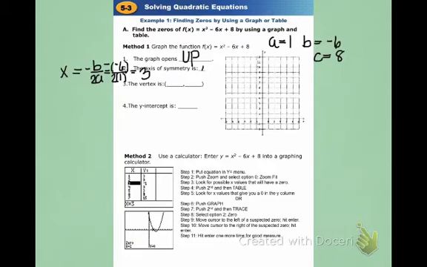So the axis of symmetry is x equals 3. So I could put that on my graph. It's going to be that vertical line that runs right through positive 3. So that's x equals 3.